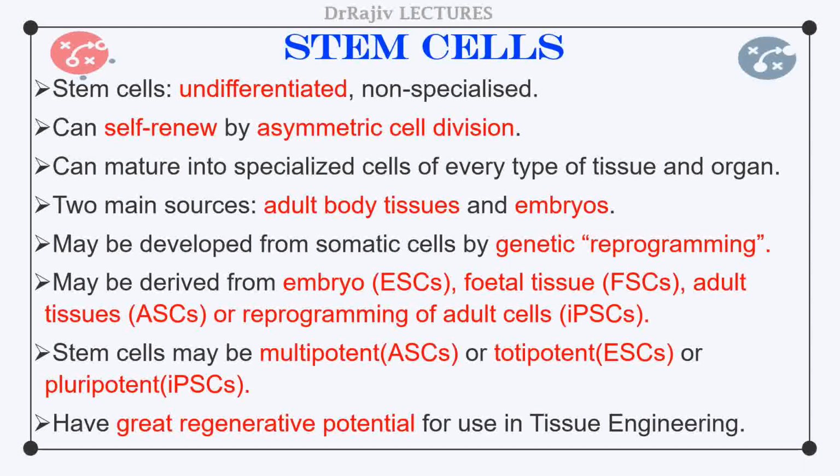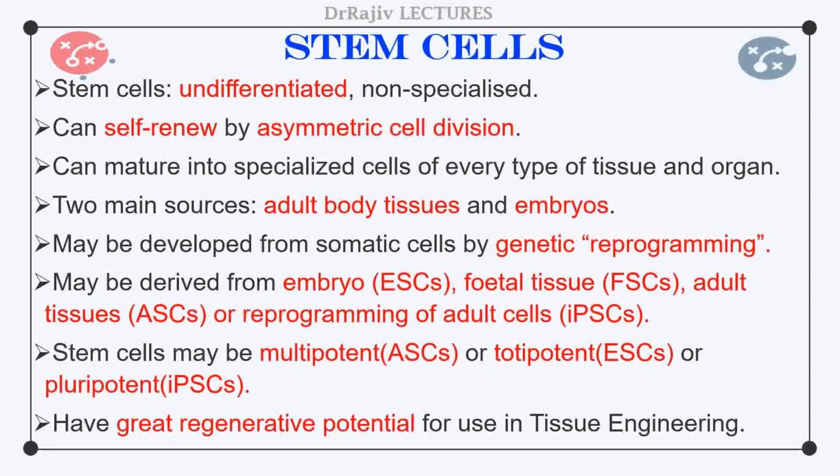Stem cells are undifferentiated or non-specialized cells that have the ability of self-renewal. They can divide and create an identical copy of themselves and can also divide to form cells that mature into specialized cells of every type of tissue and organ in the body. Stem cells are capable of unlimited self-replication via asymmetric cell division, a process known as self-renewal.